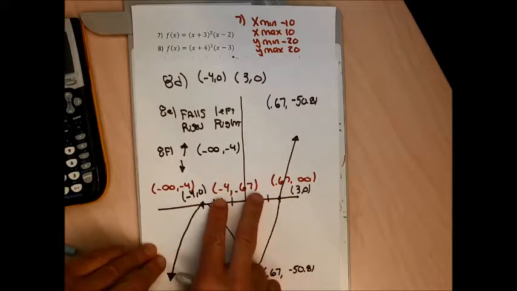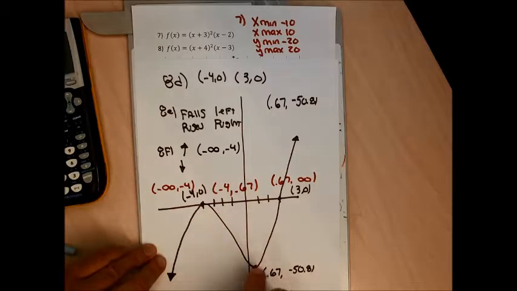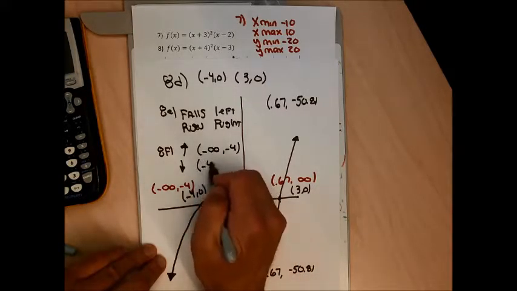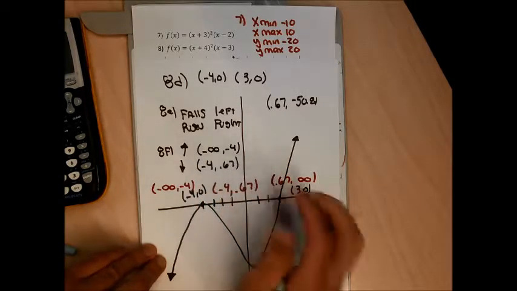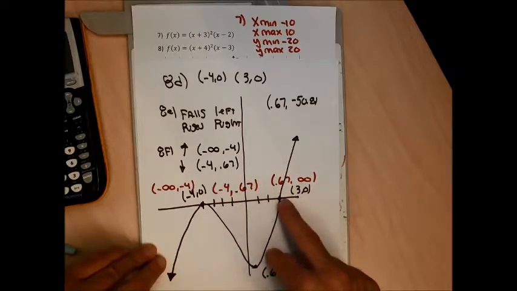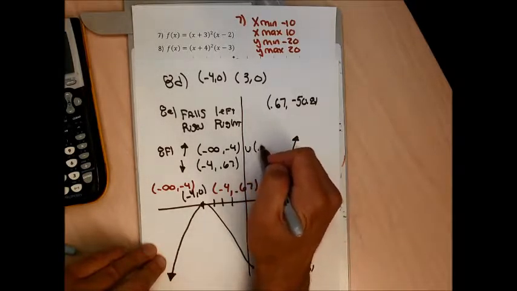In the middle interval, from negative 4 to 0.67, the graph is decreasing. And in the last interval, 0.67 to infinity, the graph is increasing.